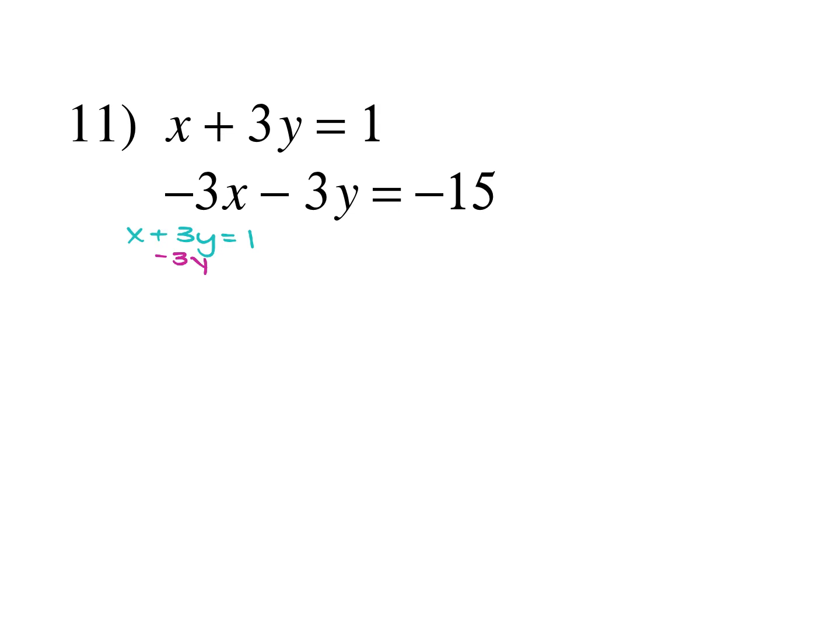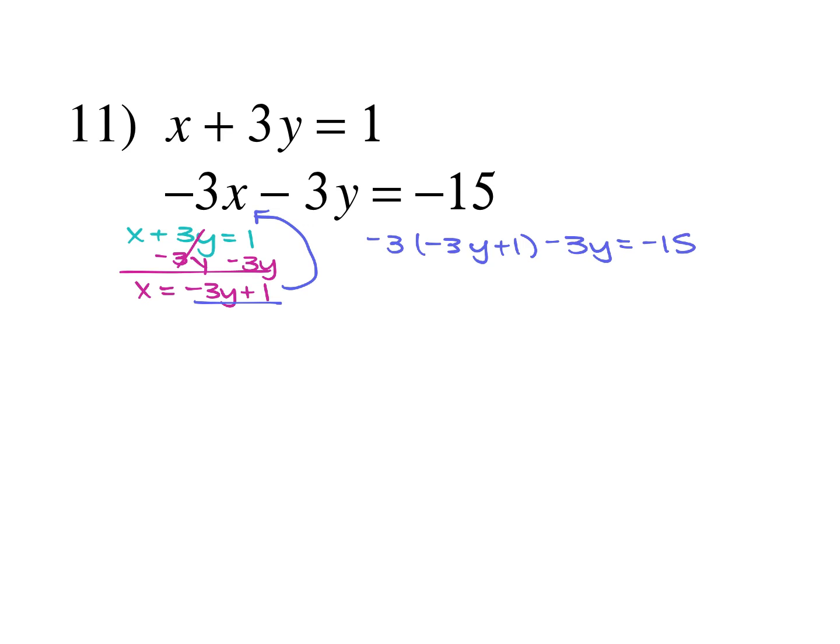So for using the top one, we would subtract the 3y from both sides. You get x is equal to negative 3y plus 1. So take this, plug it in for x in that bottom equation. So you have negative 3 times negative 3y plus 1 minus 3y is equal to negative 15. Distribute the negative 3 into the parentheses. It gives us positive 9y minus 3y is equal to negative 15.